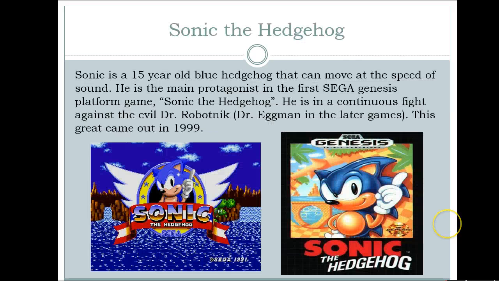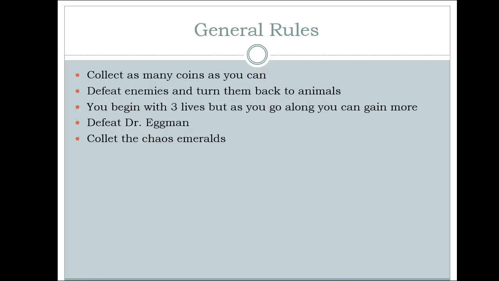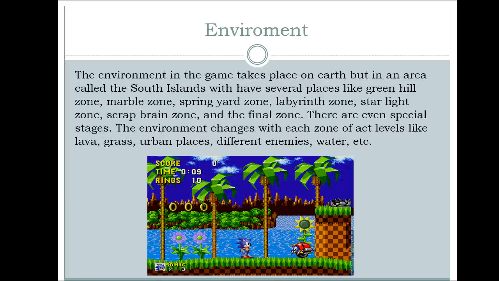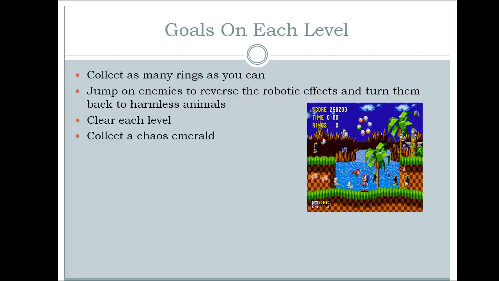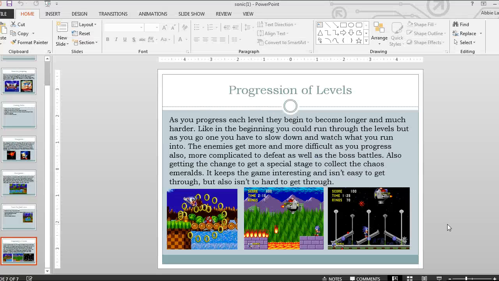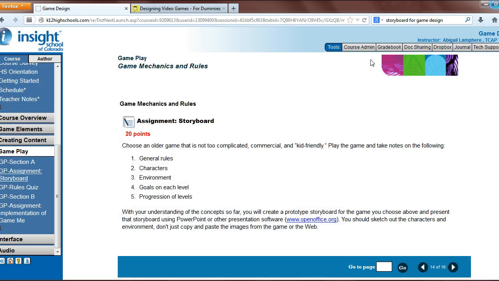So Sabrina did Retro Sonic, and she explained the background of Sonic the Hedgehog, gives some general rules about working your way through the game. She goes with the protagonist character of Sonic and the antagonist character of Dr. Robotnik. Explains the environment, gives some images. So this is exactly what I'm looking for. Progression of levels, she shows images of the levels and how they got harder. So this is exactly what I'm looking for in this first storyboard assignment.